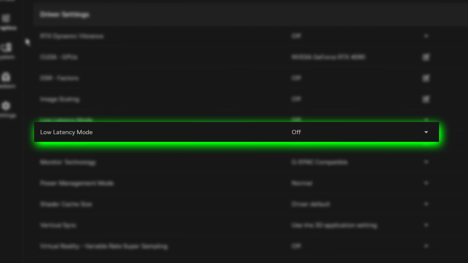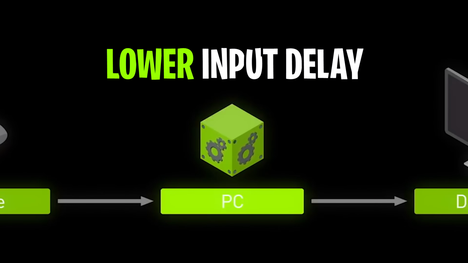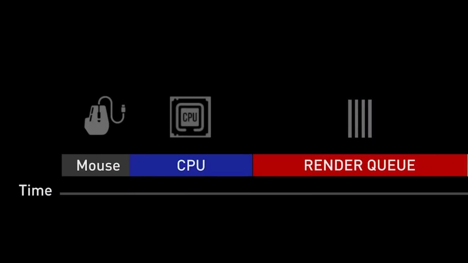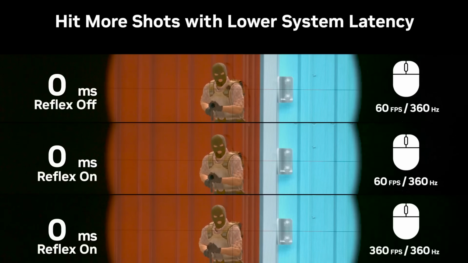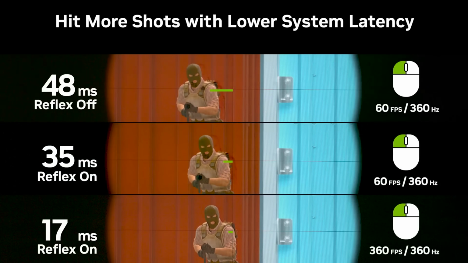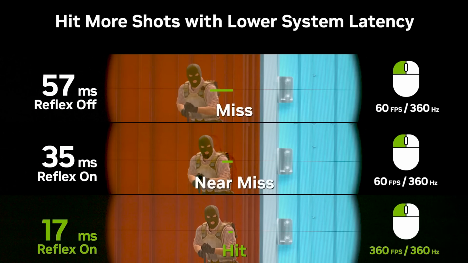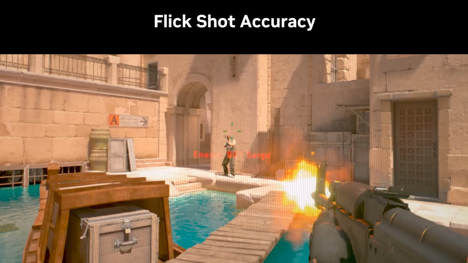Low latency mode is a mode that can reduce your latency a ton in competitive games. It does this by removing the rendering queue between the CPU and GPU, which basically removes one latency step from you clicking your mouse to it reaching your display, resulting in overall lower system latency.